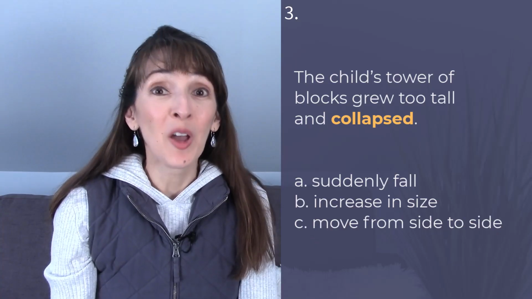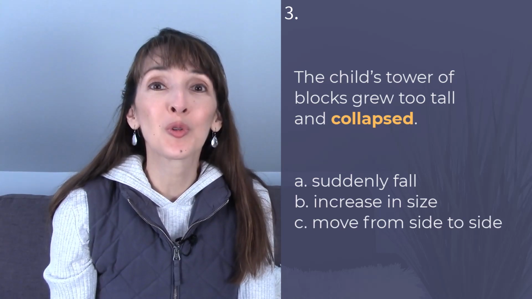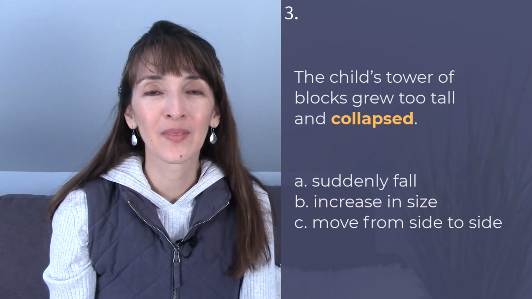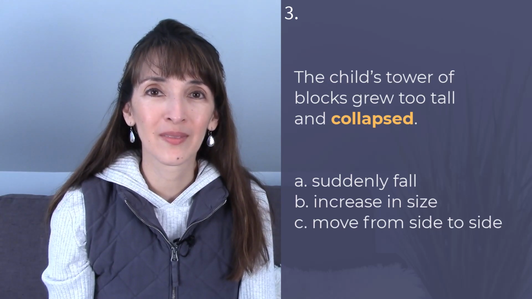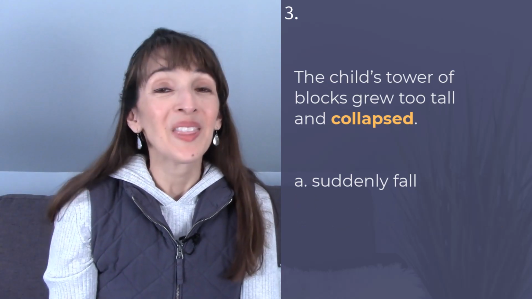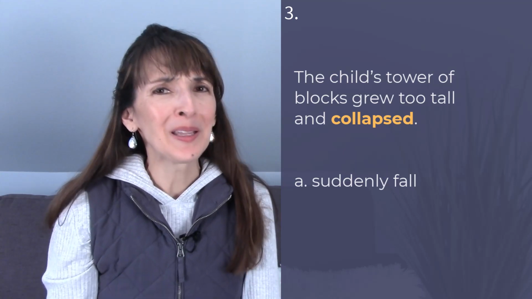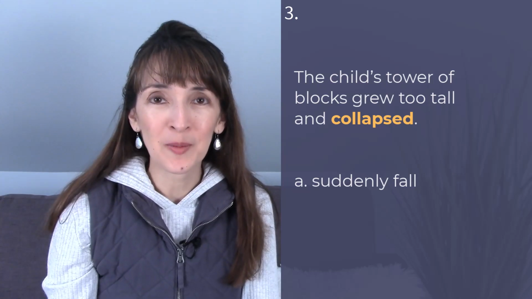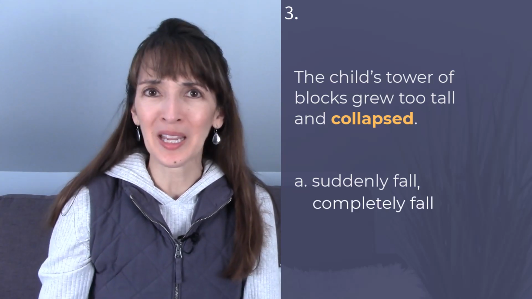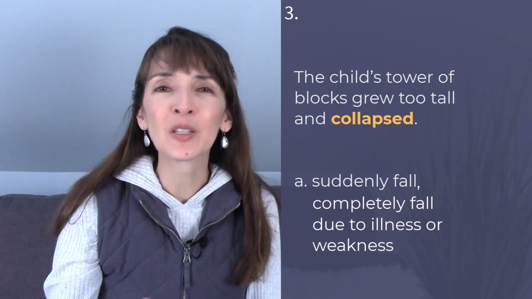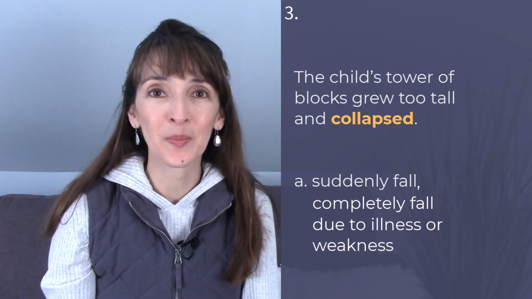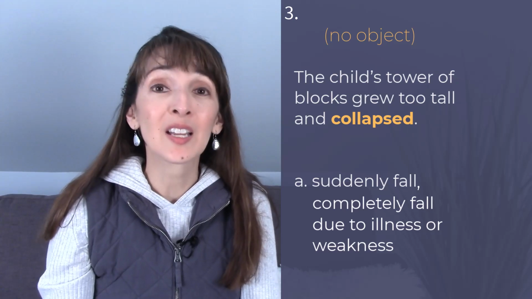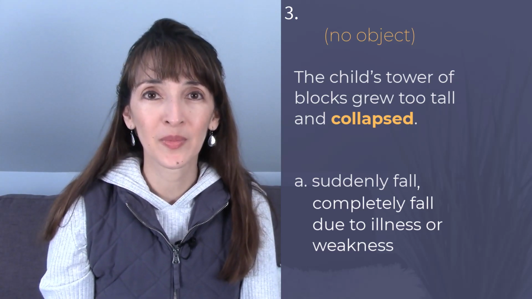3. The child's tower of blocks grew too tall and collapsed. The answer is A. You likely know this meaning of collapse. People and things can collapse. It's falling suddenly and completely due to illness or weakness of some kind. Notice this verb is intransitive. It doesn't take an object.